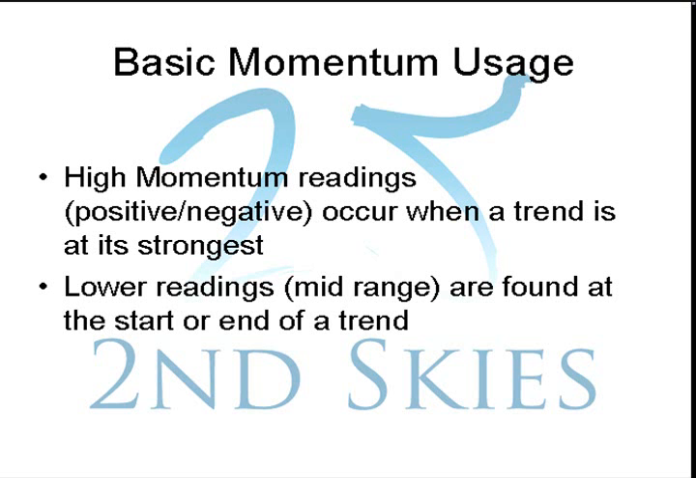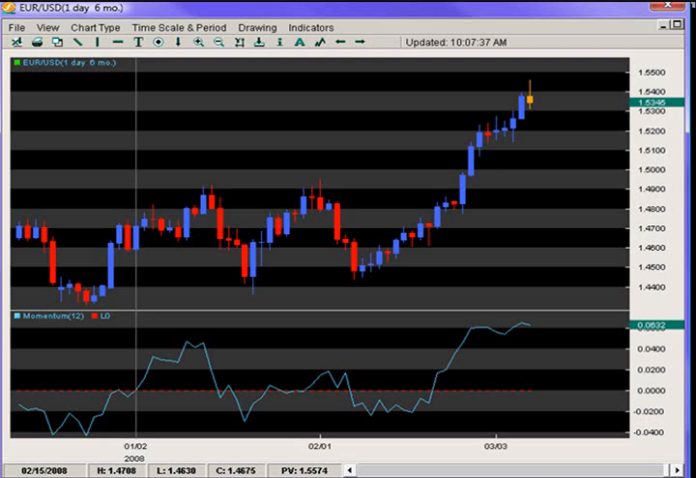The basic way to use momentum is that when you have high momentum readings, either severely to the upside or to the downside, that usually occurs when a trend is at its strongest. At that point, not only have the big money players come into a particular move, but the speculators no longer need to be convinced that this trend is for real, and they start piling in positions just to get into the trend. When you have lower or mid-range readings, those are often found at the beginning of a trend because it hasn't built up a massive amount of momentum to one side or the other to really dictate a particular trend or strength.